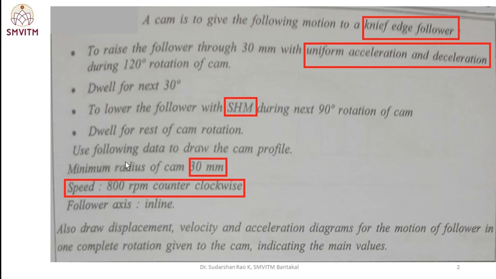Use the following data to draw the cam profile. Minimum radius of the cam is 30 mm, that is the base circle radius is 30 mm. The speed is 800 rpm in the counterclockwise direction. So the cam rotates in the anti-clockwise direction. Follower axis is in line. Also draw the displacement, velocity and acceleration diagrams for the motion of the follower in one complete rotation.